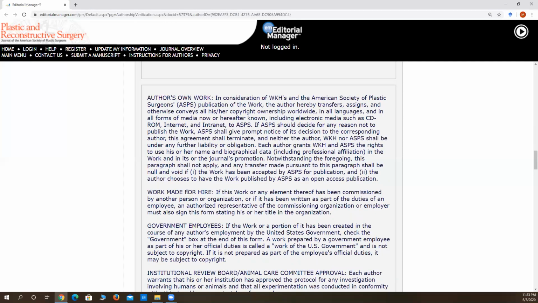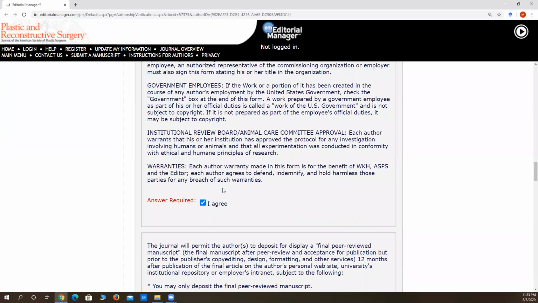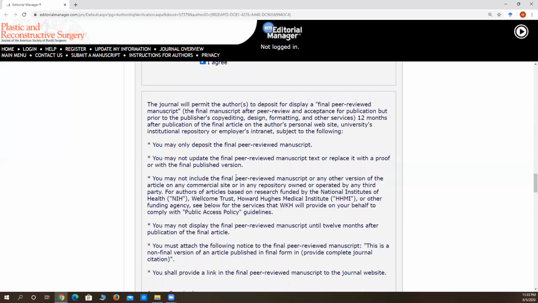Is it work you did for somebody else, or is it part of your government employment? And it goes over the same outline that we saw in the first paragraph, that you agree to give the journal the right of the article, and that it follows the outline of publication and the guidelines for publications. If you click agree, you can go to the next question.